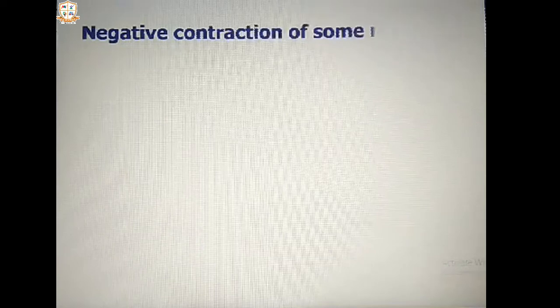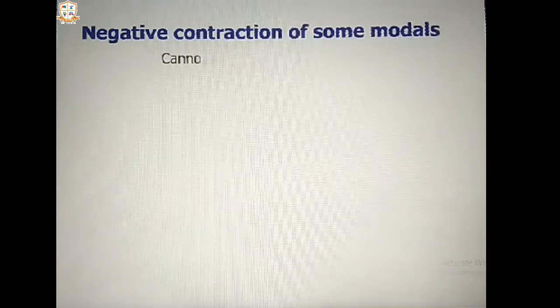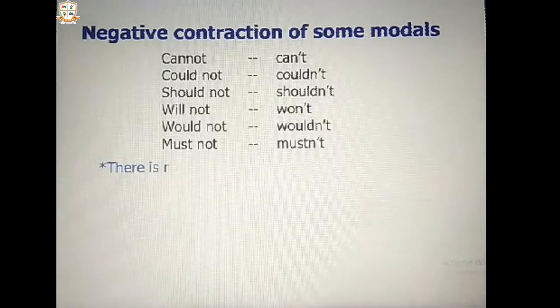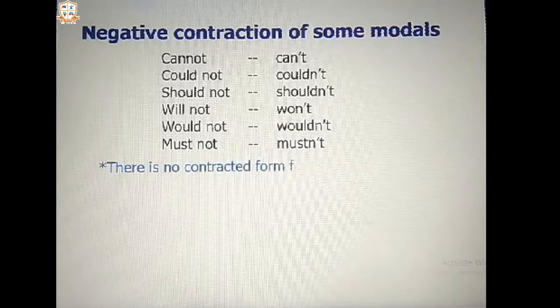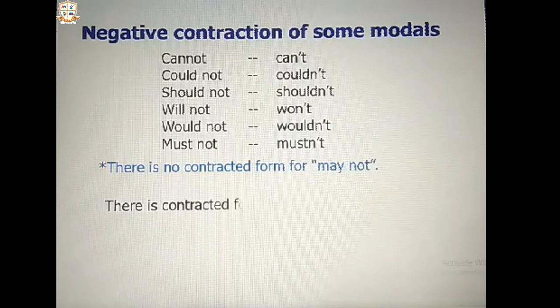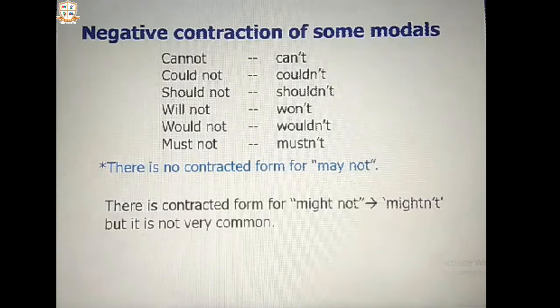Now let's learn negative contraction of some modals. Cannot, can't. Here we have to keep in mind that there is no space between cannot. Could not, couldn't, should not, shouldn't, will not, won't, would not, wouldn't, must not, mustn't. There is no contracted form for may not, but there is a contracted form for might not, which is very rarely used.